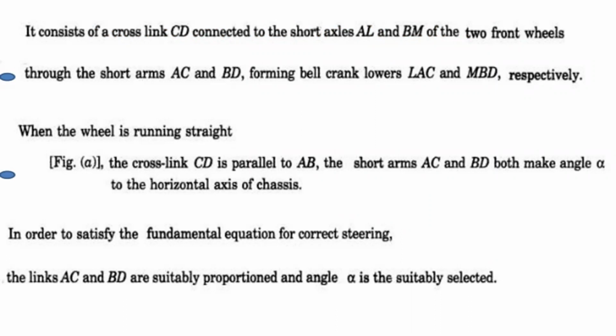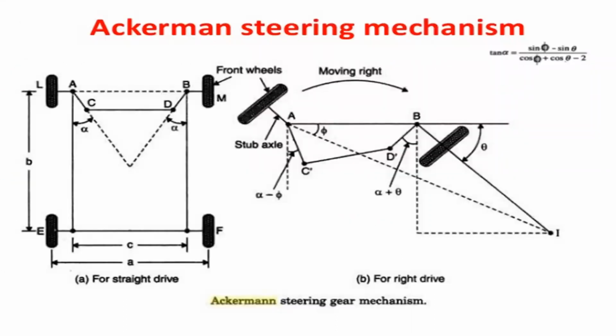When the wheel is running straight, the crosslink CD is parallel to AB. The crosslink CD is parallel to AB when the wheels are moving straight. So the vehicle is moving in a straight direction, and the crosslink CD and the link AB are in parallel position.